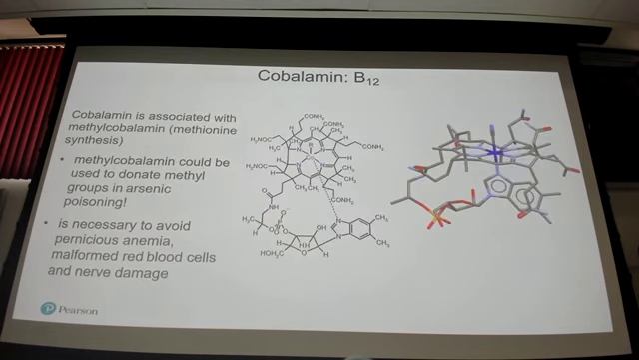We talked about cobalamin, vitamin B12, as being a treatment for cyanide scavenging, and also arsenic as well as shown here. But it can also cause pernicious anemia, which is the lack of red blood cells in our blood.